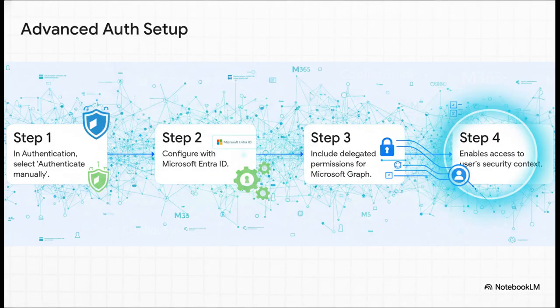You go into the authentication settings and choose Authenticate Manually. You configure it with Microsoft Entra ID, and then, this is the key, you include what are called delegated permissions for Microsoft Graph. This is what gives the agent access to the user's personal security token, allowing it to find content that only that person is allowed to see. It's an incredibly powerful and secure way to handle sensitive info.